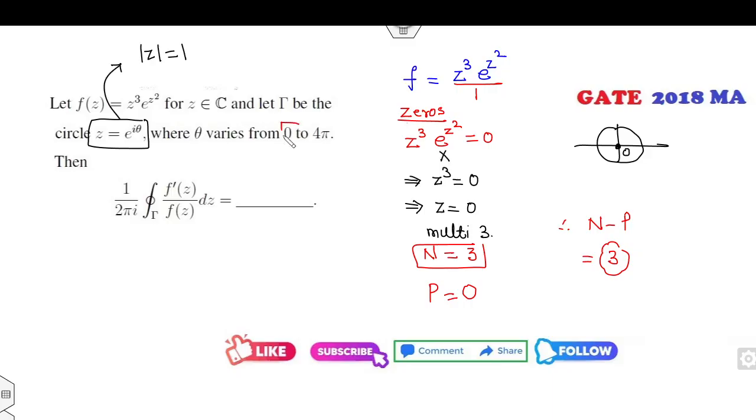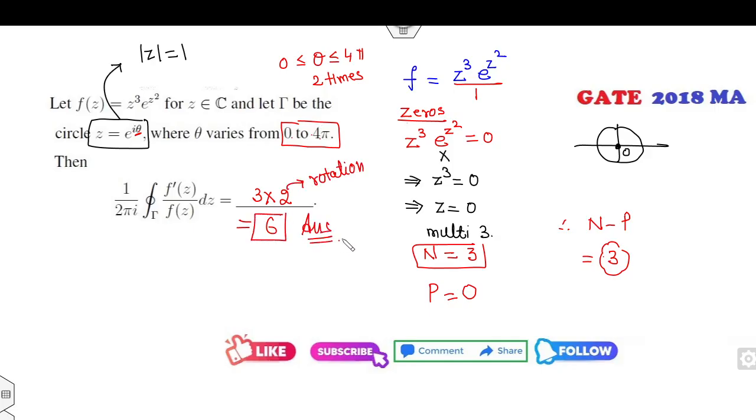But you can see the rotation is from 0 to 2 pi. The angle theta varies from 0 to 4 pi. That means two times rotation. So the final answer is 3 multiplied by 2 rotations. Remember, these are the rotations. How many times do you rotate the circle? So the correct answer of the problem is 6.